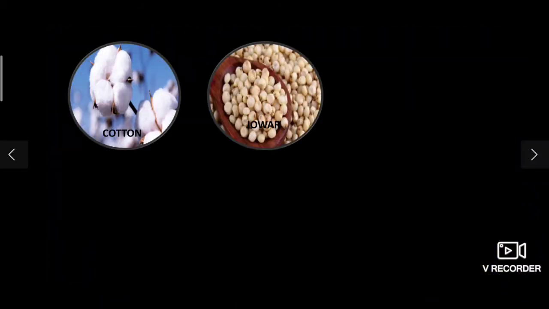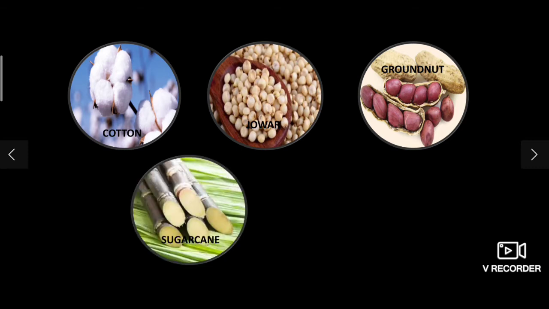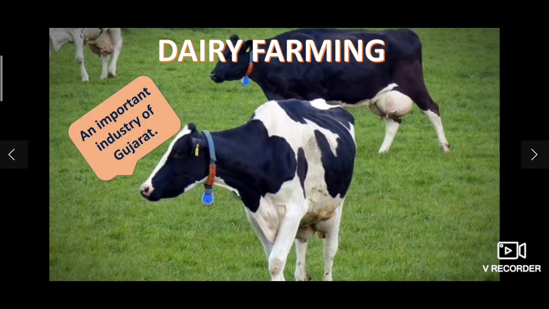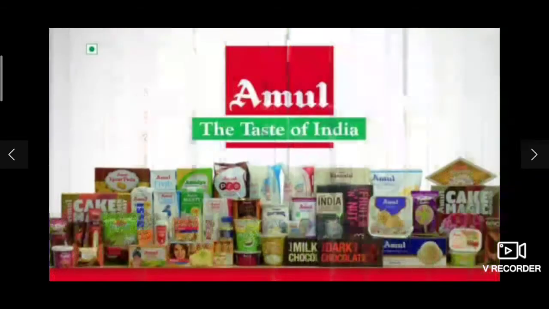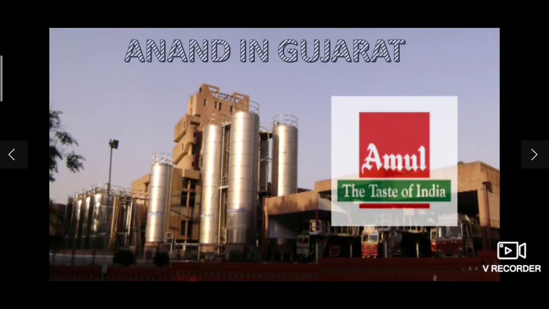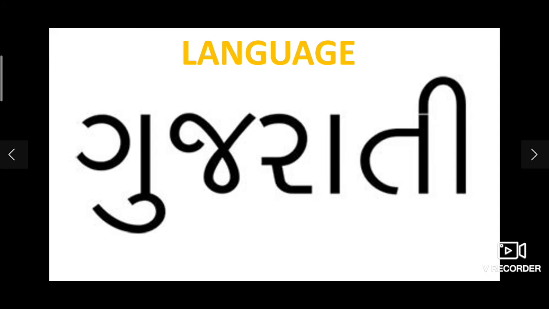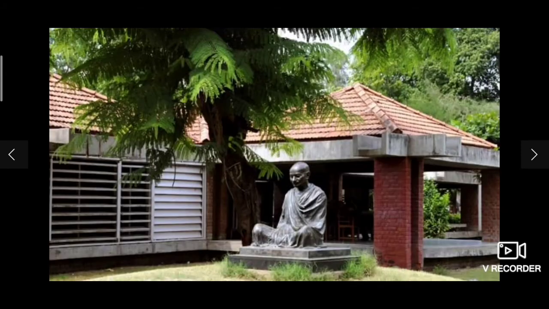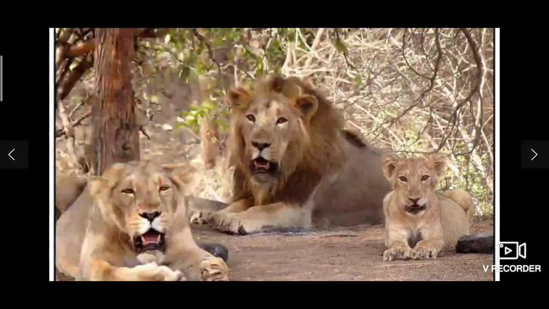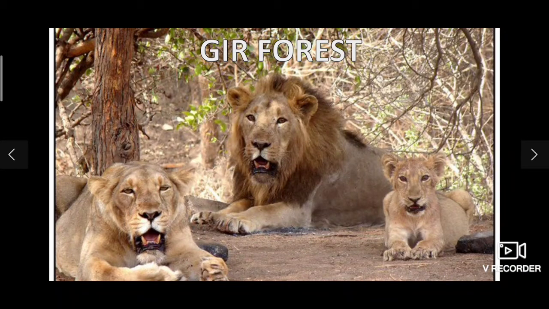Gujarat has farmers growing cotton, jowar, groundnut, sugarcane, and bajra. Dairy farming is an important industry of Gujarat. The famous Amul milk products come from Anand in Gujarat. People speak Gujarati. Gandhiji's Sabarmati Ashram lies in this city, and also the Gir forest, which is the home of the Asiatic lion, is an important tourist attraction here.